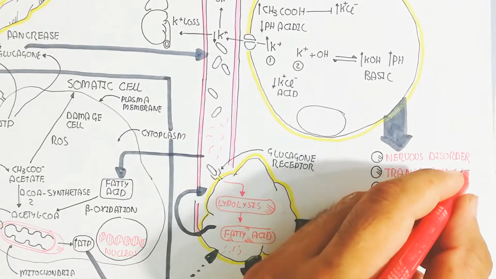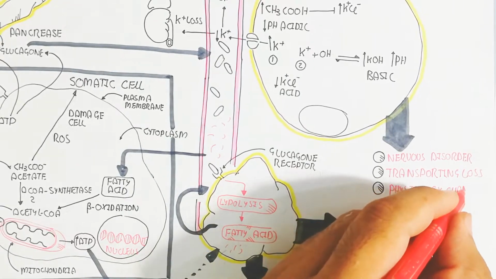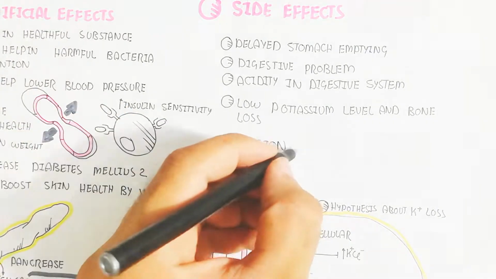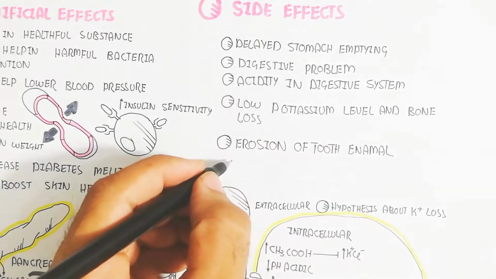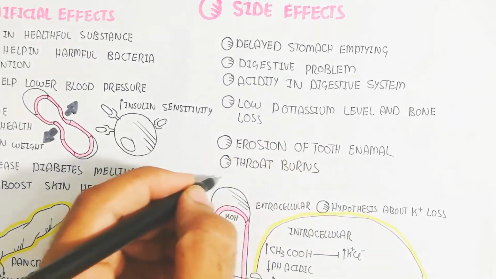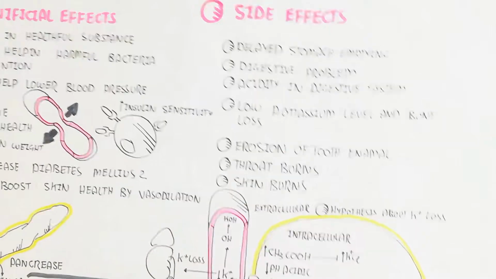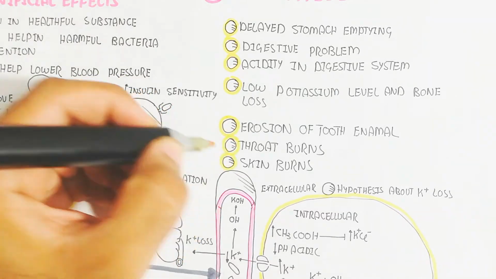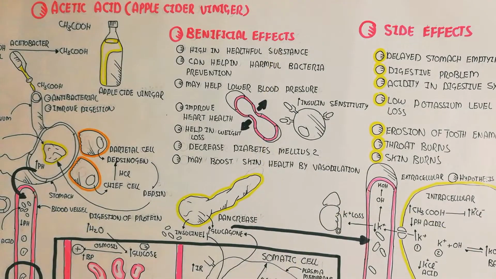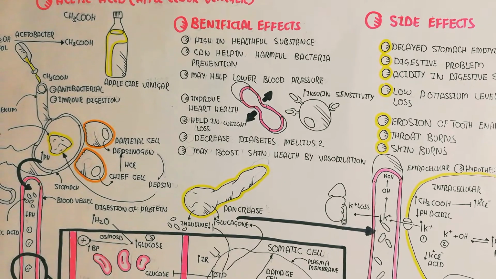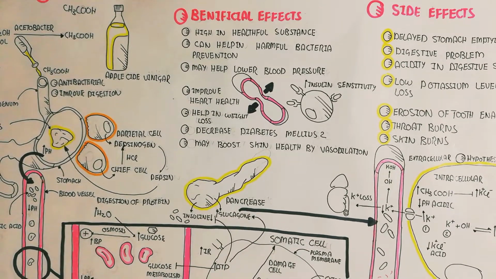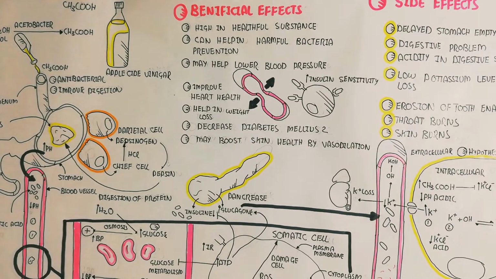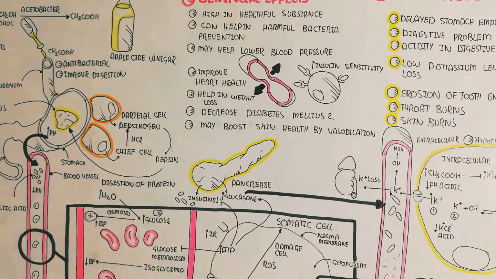On the other hand, there is a nervous disorder which will lead to transporting loss and physiology changes due to the loss of potassium through excretion. On the other hand, there are erosion of the tooth enamel, throat burns and skin burns. These are all the things, but the beneficial effect of apple cider vinegar is greater, and it can improve our lifestyle as well as decrease body fat, which I had mentioned in this video. So you can watch again to understand more.